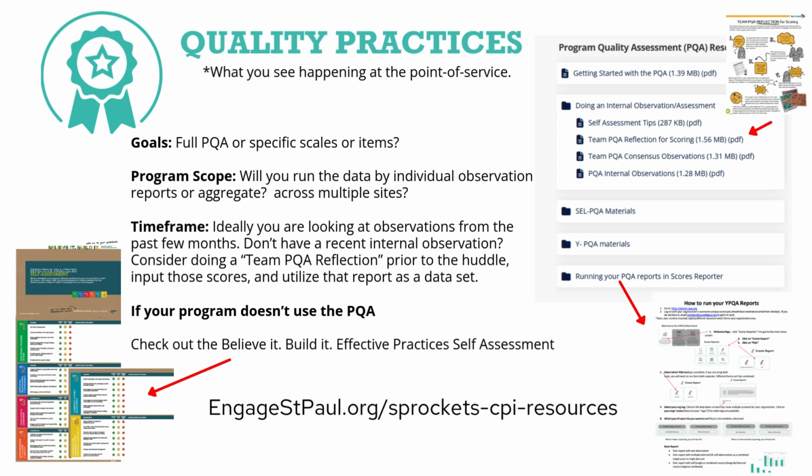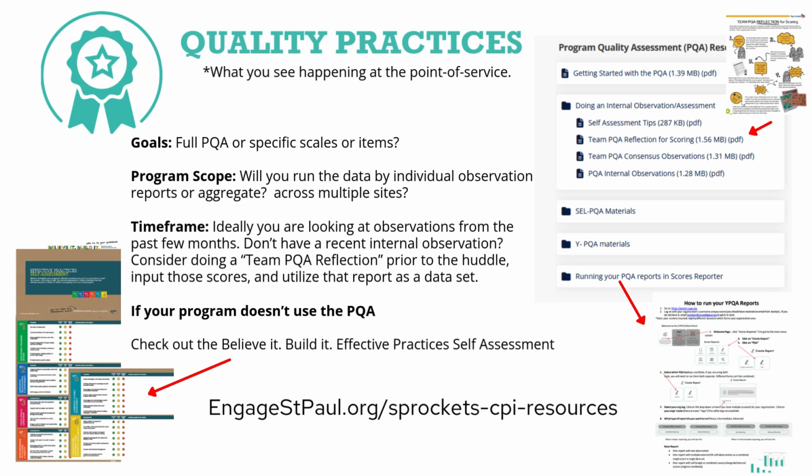The next area of data is quality practices. Now, just a reminder, this is what is happening at the point of service. Some of the things to consider with this is what were your goals? Maybe you were doing a full PQA observation, or maybe you were looking at specific scales or items that you've been talking about or focusing on recently.